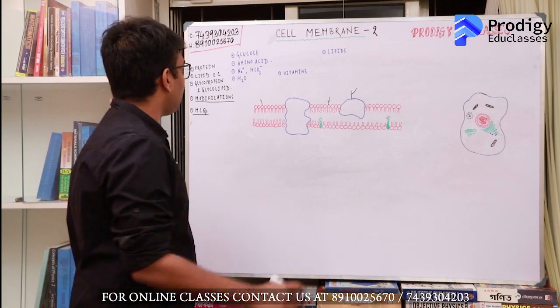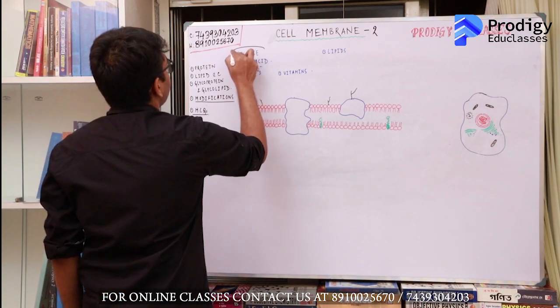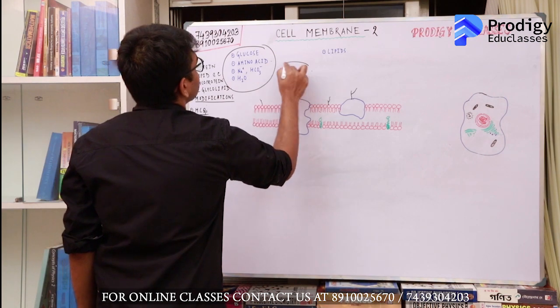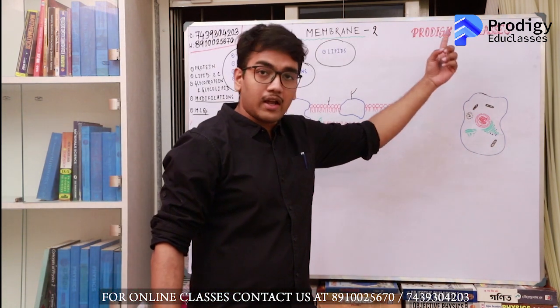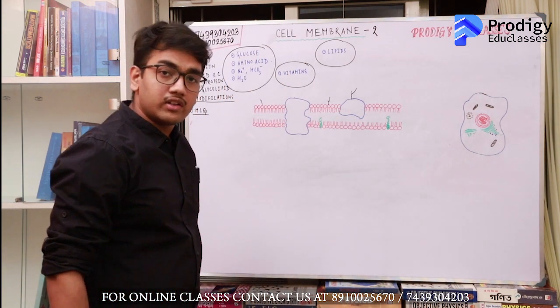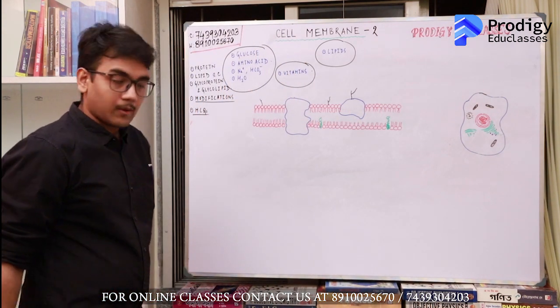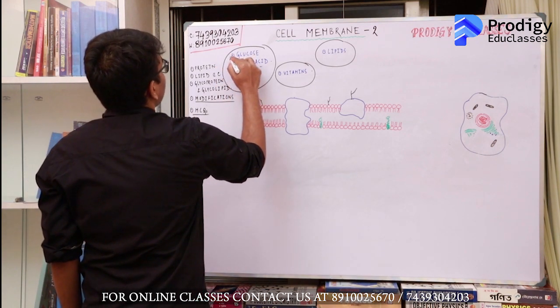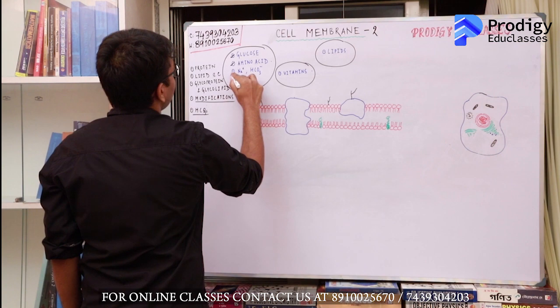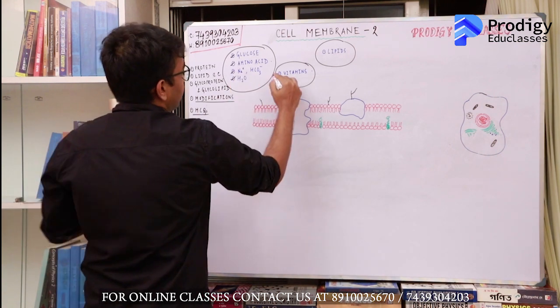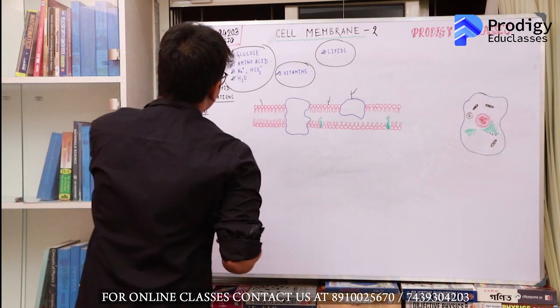Now, first of all, what you need to know is that we have various substances which need to pass from inside the cell outside and from outside to inside for its functioning. So how do they pass? Here look, I have glucose, I have amino acids, I have sodium and bicarbonate, and I have water. Here I have vitamins and I have lipids.